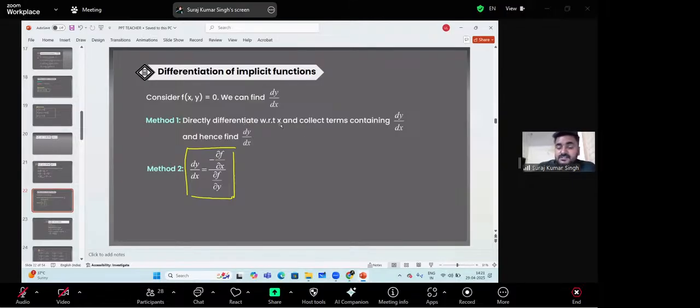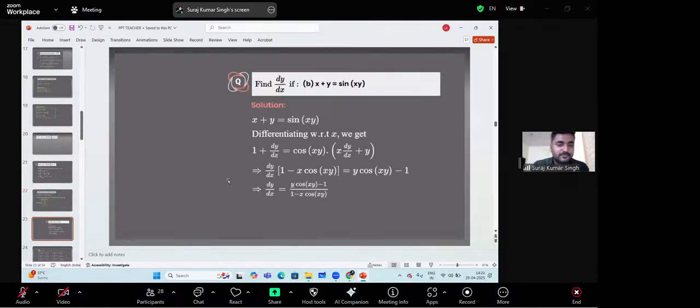Directly differentiate with respect to x, collect terms containing dy by dx, and hence find dy by dx. And the second method: here, we can write minus del f by del x divided by del f by del y. Now you are thinking how it will come. So in the next slide I will tell you.